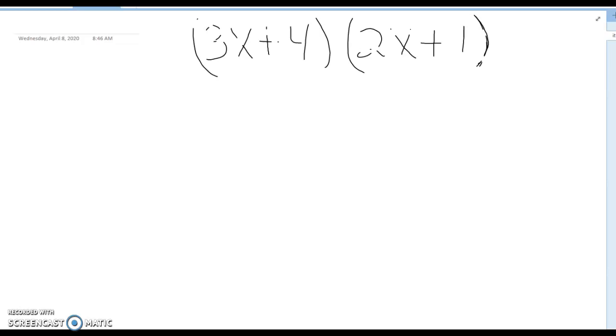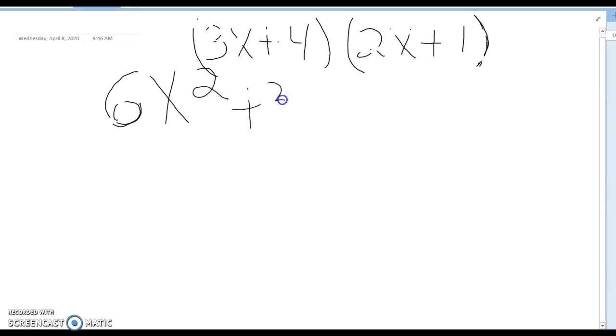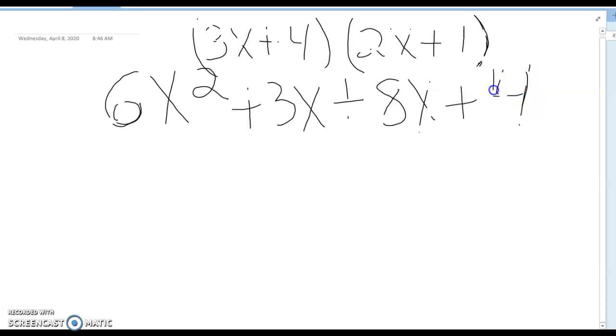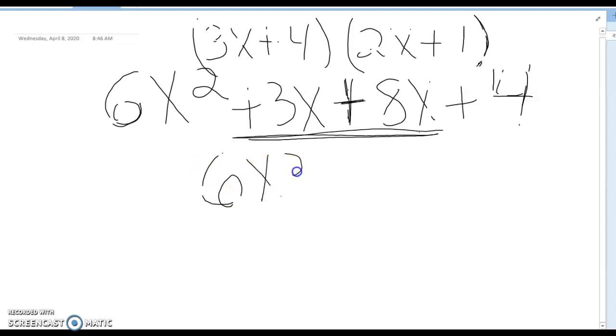Again, we would use FOIL. So you would do the first two, 3x times 2x, and you would get 6x squared. And then the outside, which would be 1 times 3x, which is 3x. And then the inside, which is 4 times 2x, which gives us 8x. And then the last, 1 times 4, is 4. This is a part that I want you to notice, because when we go to factor by regrouping, it's going to be important to us. And then, just to finish off this part, we would say 6x squared plus 11x plus 4.